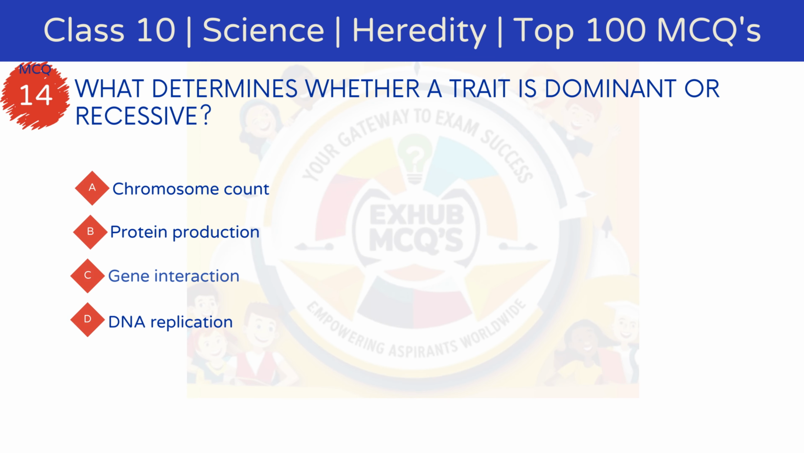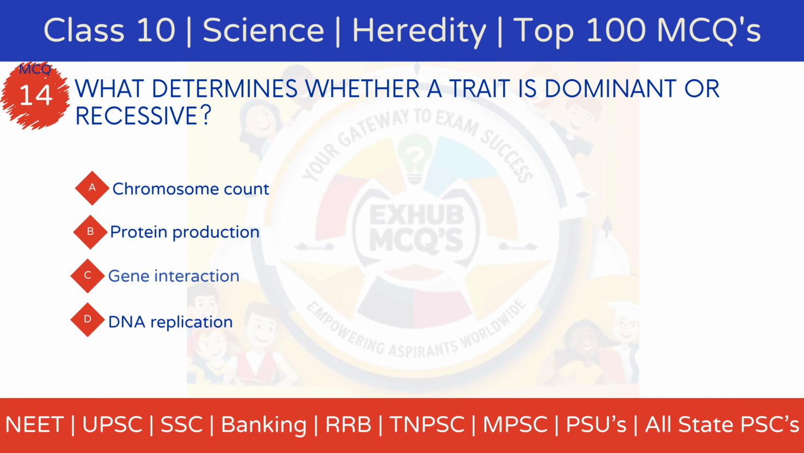MCQ: what determines whether a trait is dominant or recessive? Option A, chromosome count. Option B, protein production. Option C, gene interaction. Option D, DNA replication.